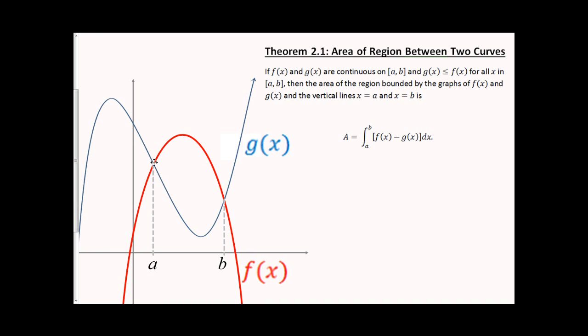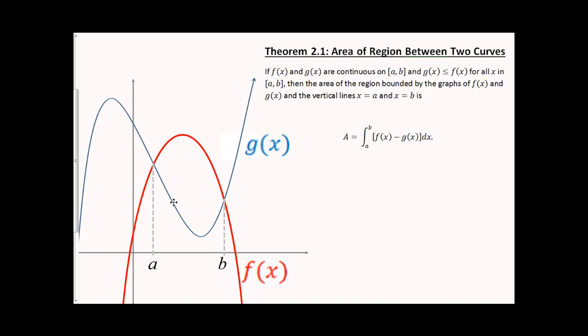Notice between a and b, g of x is continuous, no holes, gaps, or jumps, and f of x is also continuous, no holes, gaps, or jumps. So that's the setting. We have f of x and g of x being continuous functions on the interval ab, and also g of x is less than or equal to f of x for all x in ab. Basically that says that g of x, this blue function, is below f of x, this red function, for all the x values between a and b on the x-axis, which is true here.